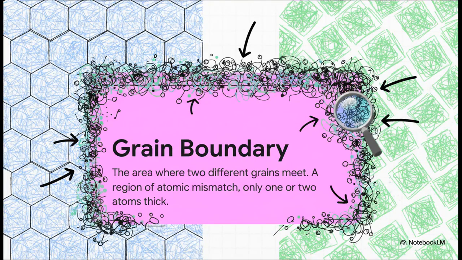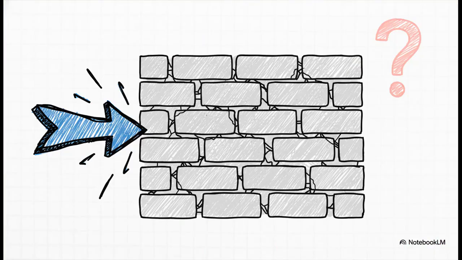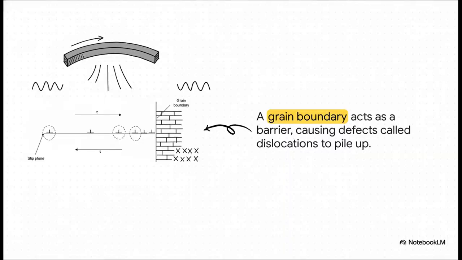These boundaries are where the perfect, repeating patterns of two different grains smash up against each other. It's a region of total atomic chaos, a disruption in the pattern, and believe it or not, these messy little regions are incredibly important. This probably sounds completely backward, right? How can a disruption in a perfect pattern actually make something stronger? Well, it turns out these boundaries are the absolute key to controlling how a material behaves when you put it under stress.